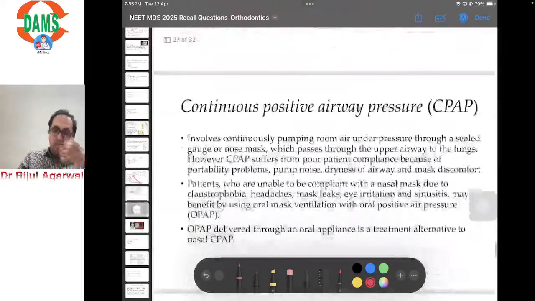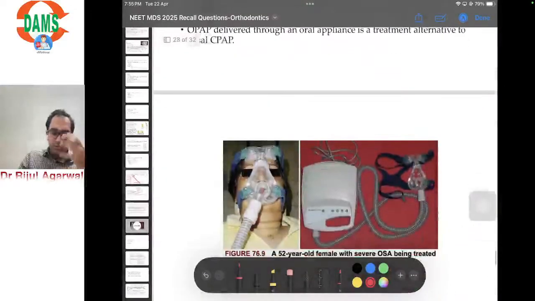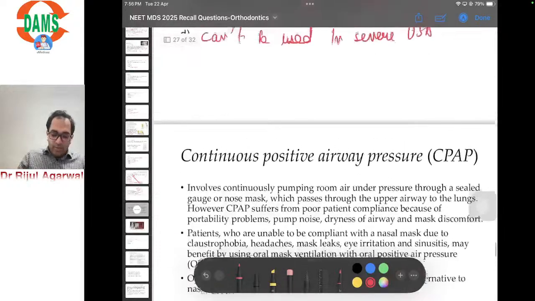CPAP is a continuous positive airway pressure through a mask. So it's like a mask through which high pressure air is administered. This appliance was very popular during the COVID time. There was a shortage, and these appliances were bought from other countries. The shipment was around 2020-2021, November-December.